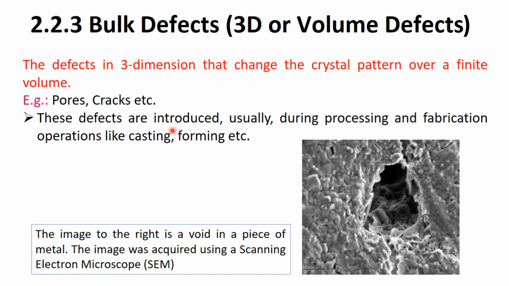These defects are introduced usually during processing and fabrication operations like casting, forming. The image on the right hand side is a void. You can see this is a kind of void in a piece of metal. The image was acquired using a scanning electron microscope. This is a 3D defect.